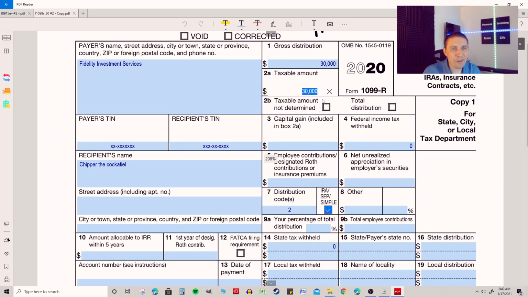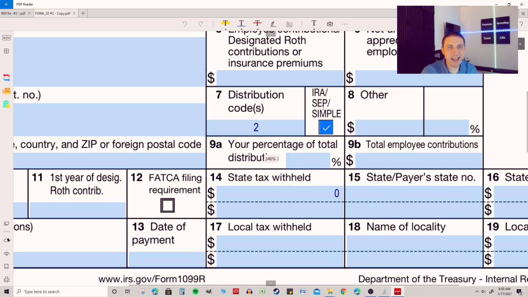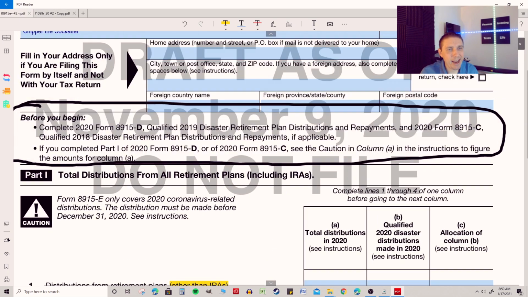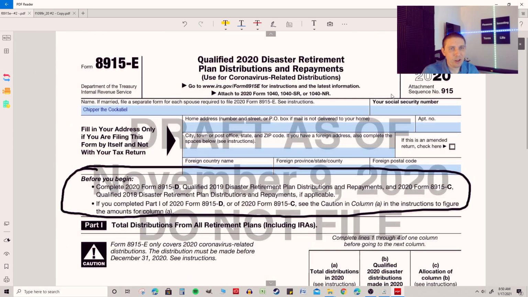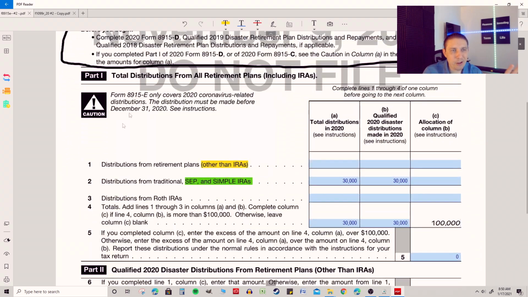We're moving on down the form on this 1099-R. Everything looks the same, except this time the IRA/SEP/SIMPLE box is checked, which indicates that we're going to have to report this information in a different spot on form 8915-E. So we're going to go over to our 8915-E now. And here it is. We're going to move through this a lot quicker now since we've already looked at this once and you guys hopefully get the idea. Normal information up here, name, address, and all that.